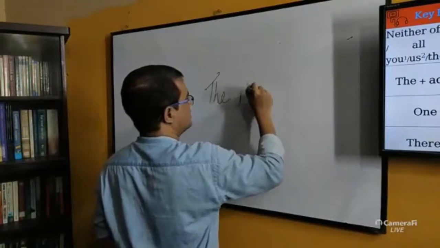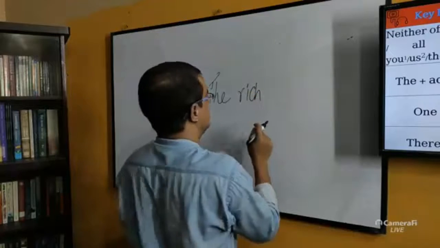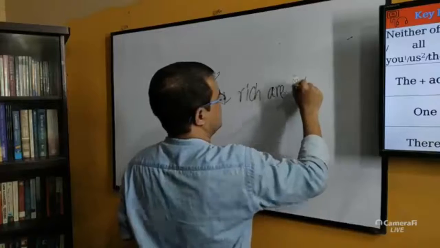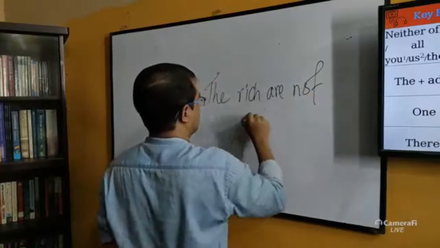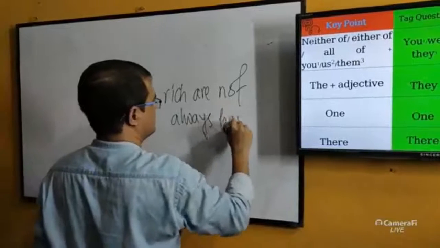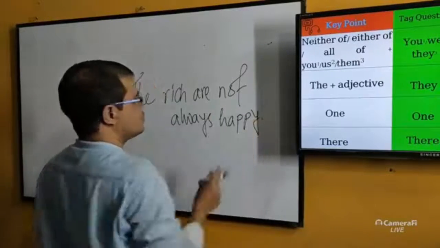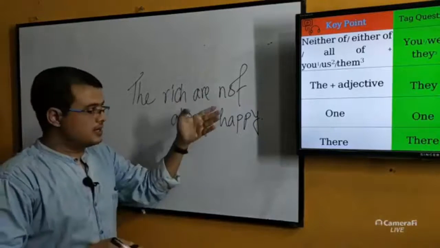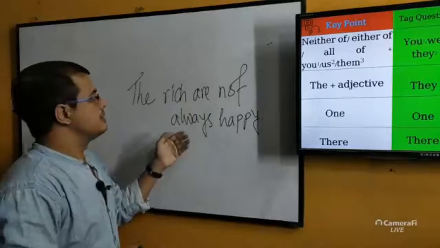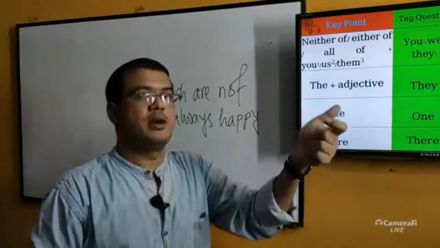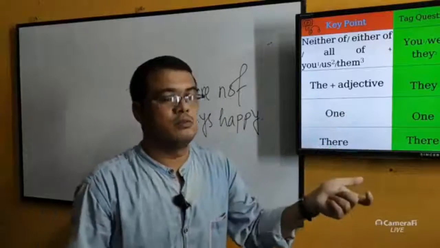It's a very common example, and that is why I have included it here for your better understanding. The rich are not always happy. So what does the sentence mean? The rich are not always happy. What does the sentence mean? It means ধনীরা হচ্ছে কি সব সময় সুখী না। ধনীরা, not one rich person. I am not telling one person.